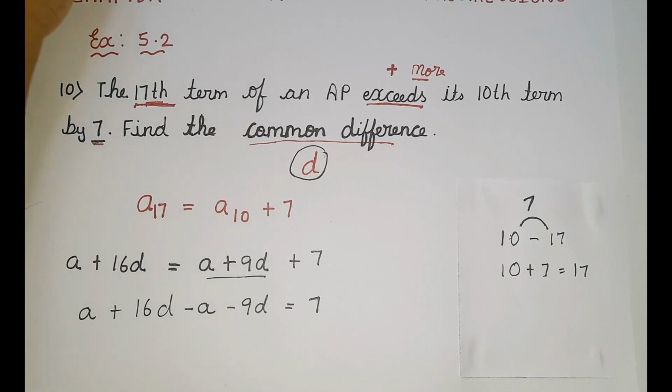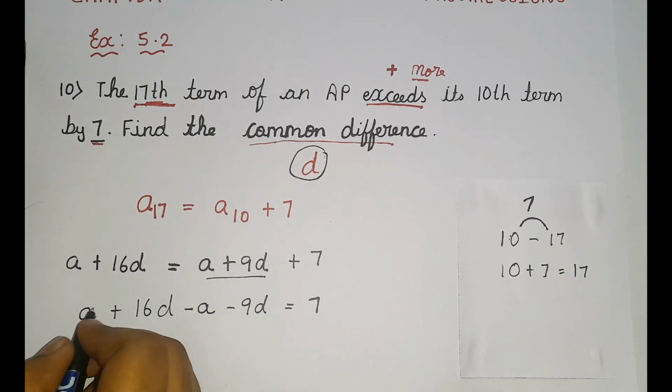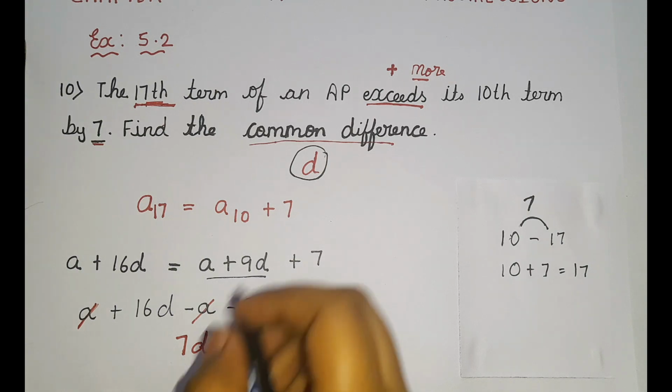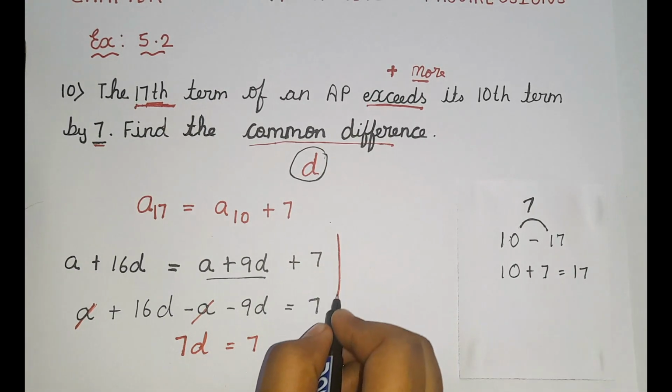Here we have a, and here we have minus a. We can cancel them. Now here we have plus 16d and minus 9d. Plus and minus is minus, so 16 minus 9 is 7. So 7d is equal to 7. Now we can solve it. I will just solve here, I don't have space.